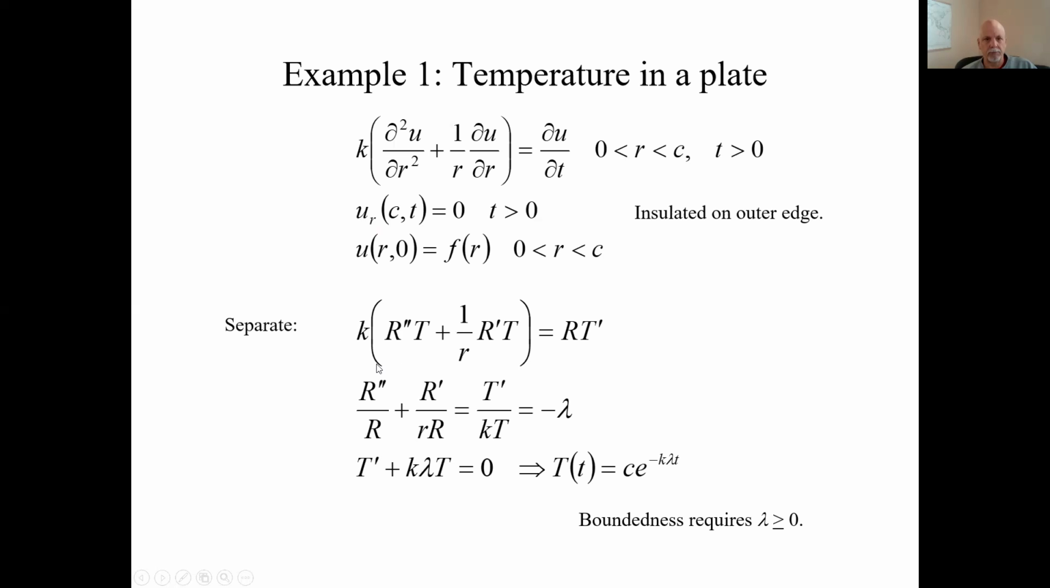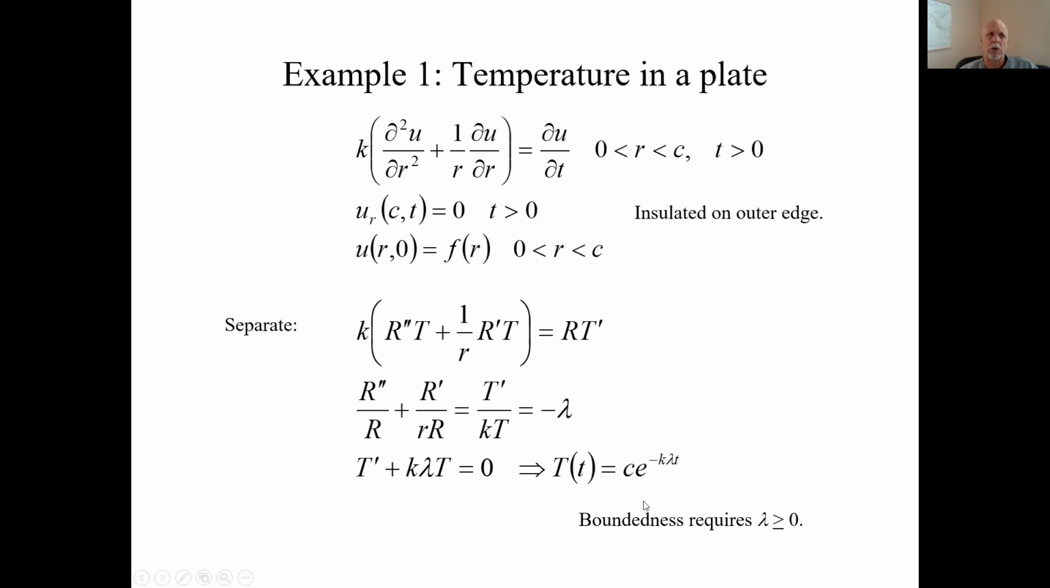Do some algebra and separate the variables. So we have all R stuff on one side, all T stuff on the other, set them equal to the same separating constant. At least for the T equation, it's this standard first order equation. We have a solution for that. Here it is. And by the way, this K is strictly positive.